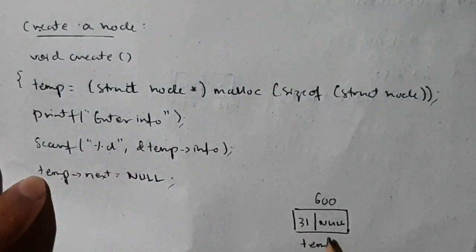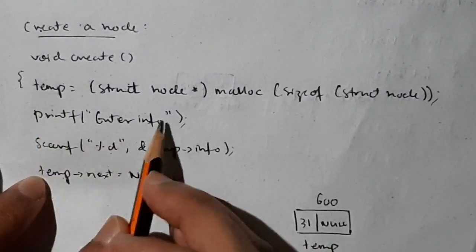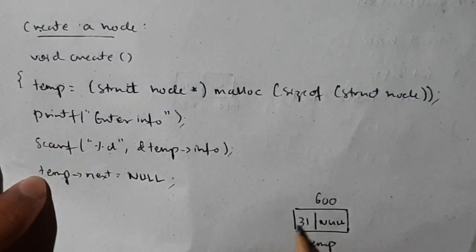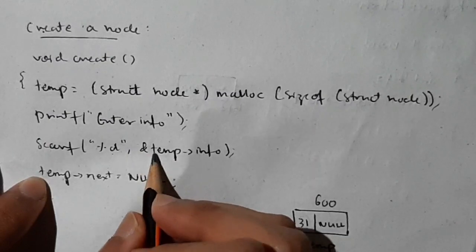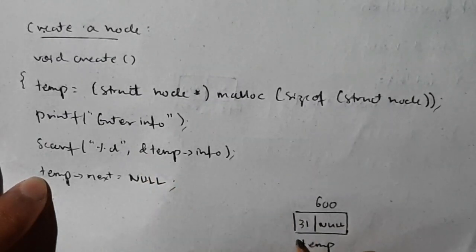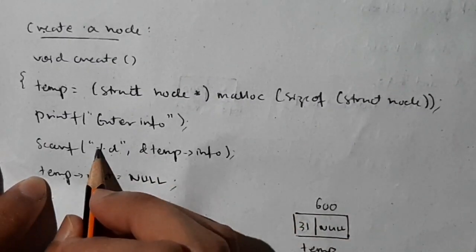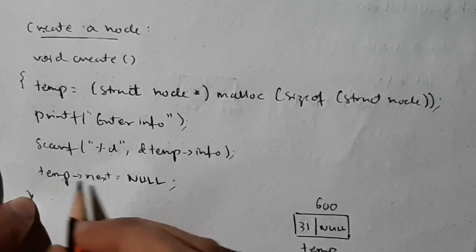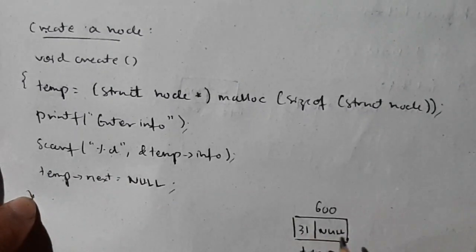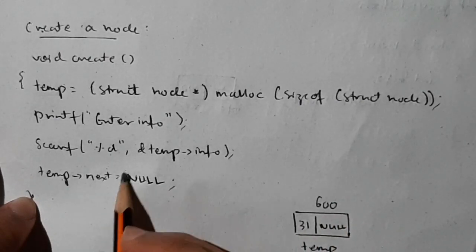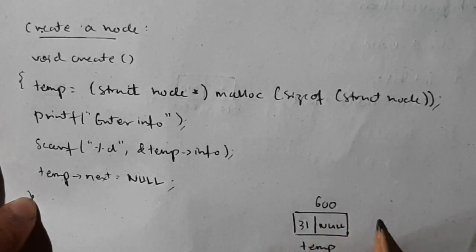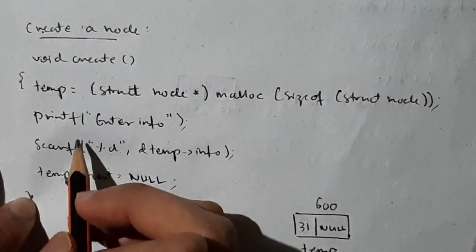After allocating that much memory, you will printf enter the info. Info means you need to get the information part, so you will scanf the information part and store it here, like this: temp arrow info. So in the temp arrow info part you will have the number which the user enters. Next, temp arrow next is equal to null. Since you just have one node here, you will have the next location as null, meaning it's not pointing to any more location. That's the way to create a node.